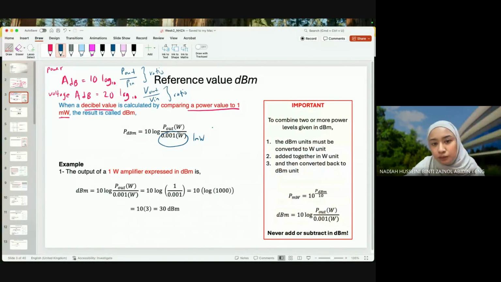It's still a ratio, but now it's comparing to something that is fixed. This one was not fixed. It depended on our system. What was the P in, what was the P out? This is a ratio with respect to 1 milliwatt, which is a fixed value. Now, if you change your system, would the equation be different? No, the equation will still be 1 milliwatt because that's the definition of dBm. Okay? Oh, I can't erase this.